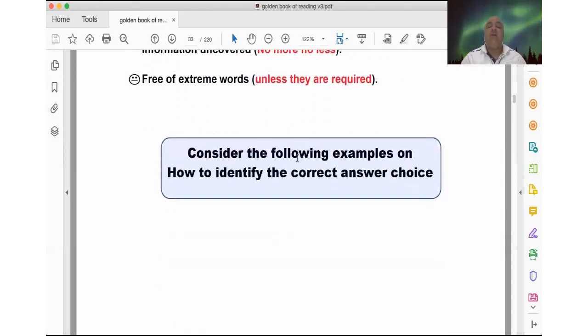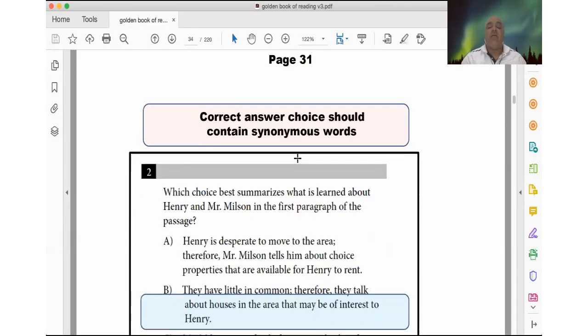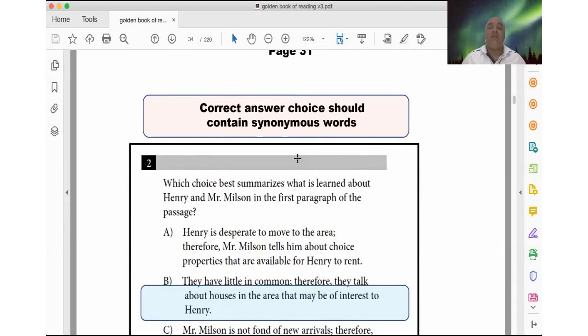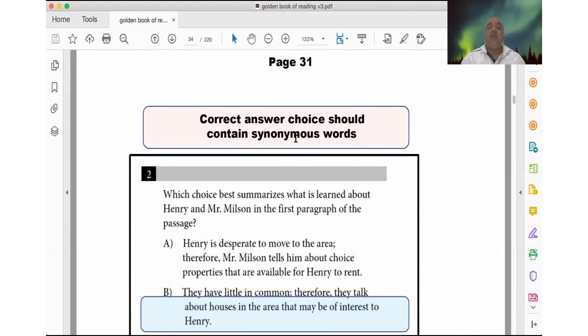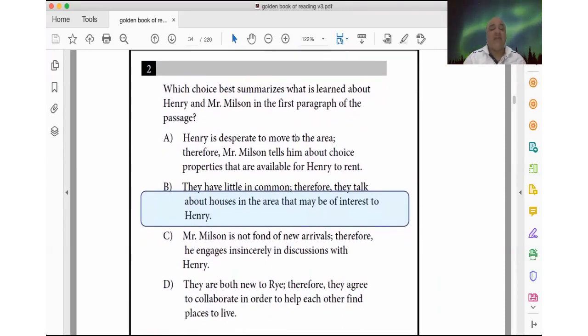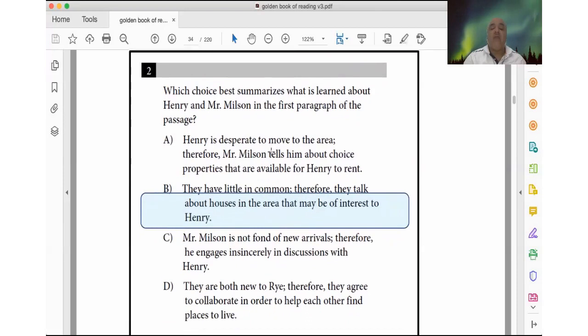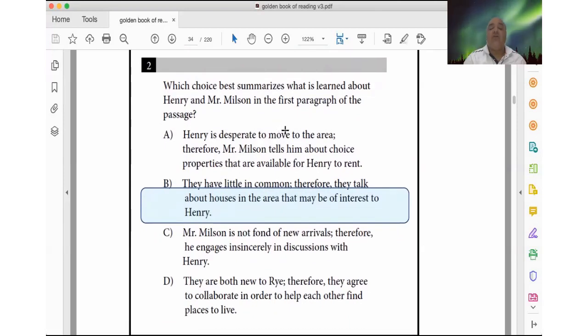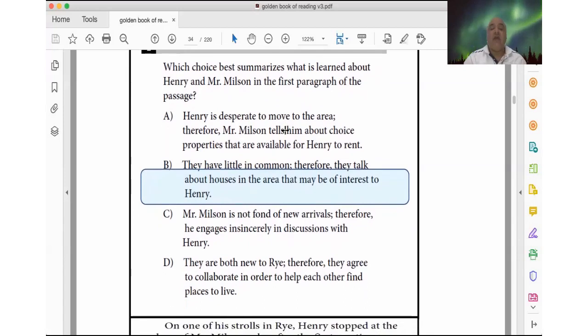Anyway, let's start by considering one of the attributes of the correct answer choice: it should have synonymous words. Let's see an example. I have a question from one of the real set tests. It says, which choice best summarizes what is learned about Henry and Mr. Melson in the first paragraph of the passage? So to answer, we have to read the first paragraph.